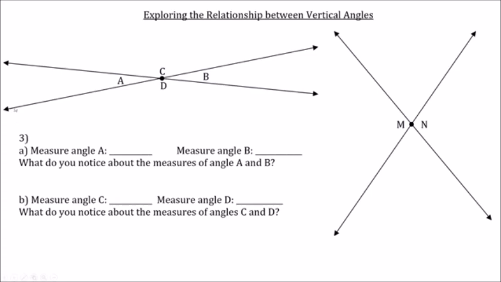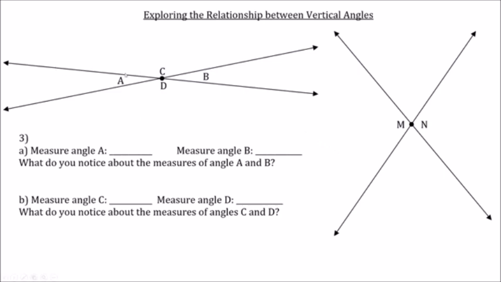You're going to take your protractor. You might want to highlight this angle here, angle A, and then you're going to line up the protractor with the ray, measure angle A and put the answer here. Then you're going to measure angle B and put your answer here, and see if you notice anything about A and B. You and your partner should compare. You should both have the same degree angle for A, and you should have the same measure for angle B.